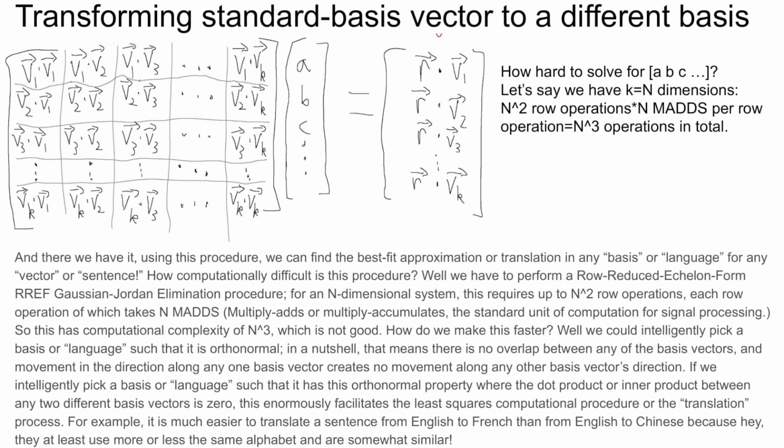Using this procedure, we can find the best fit approximation or translation in any basis or language for any vector or sentence. How computationally difficult is this procedure? Well, we have to perform a row-reduced echelon form Gaussian-Jordan elimination procedure.